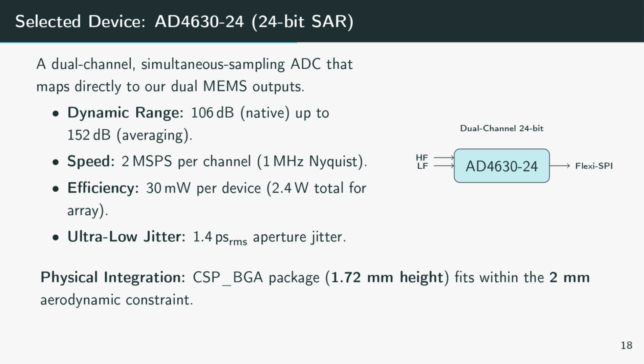The specific chip we selected is the AD4630-24. It's a 24-bit dual channel converter that samples at 2 million samples per second. This gives us a huge margin for our 100 kHz target. Physically, it's incredibly thin, only 1.72 millimeters high. And this is key because our total limit for the whole system is 2 millimeters.